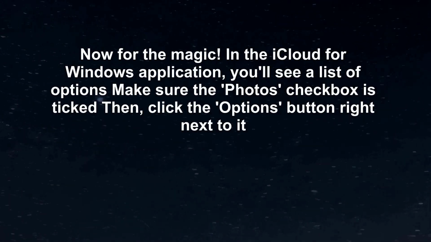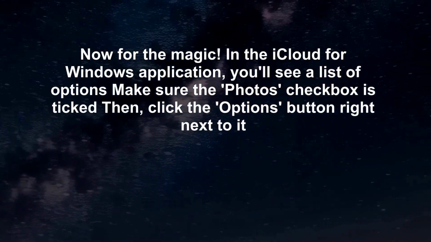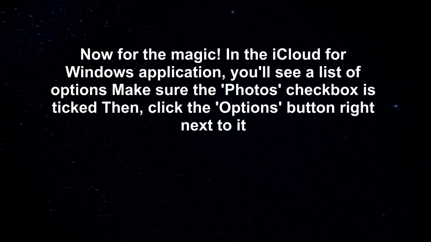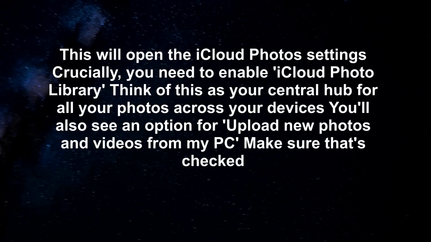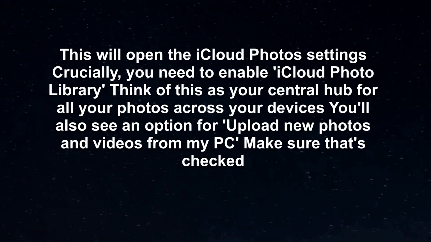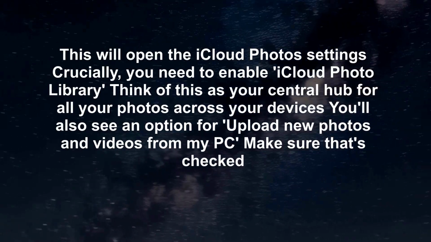Now for the magic. In the iCloud for Windows application, you'll see a list of options. Make sure the Photos checkbox is ticked, then click the Options button right next to it. This will open the iCloud Photos settings. Crucially, you need to enable iCloud Photo Library. Think of this as your central hub for all your photos across your devices.